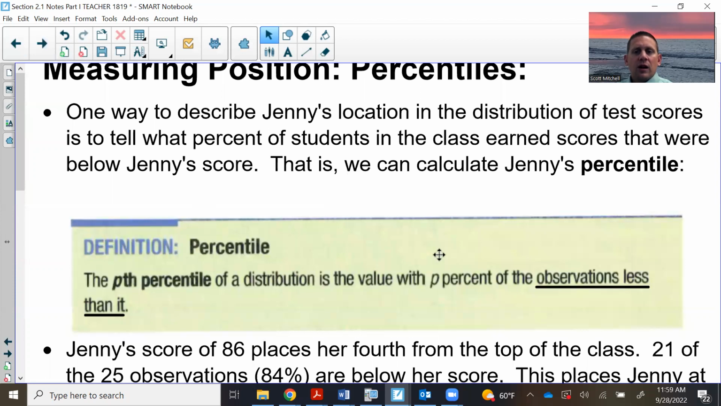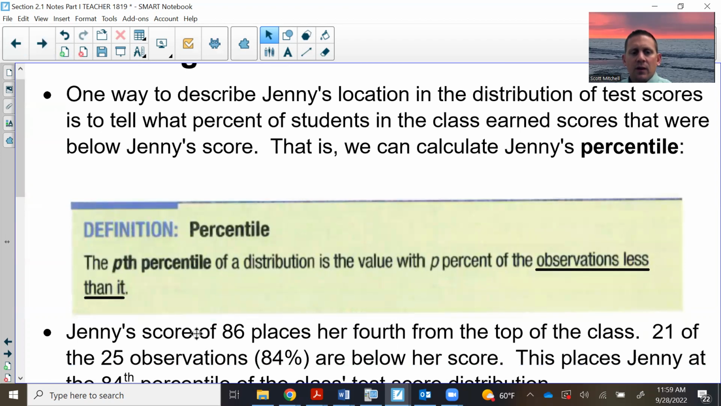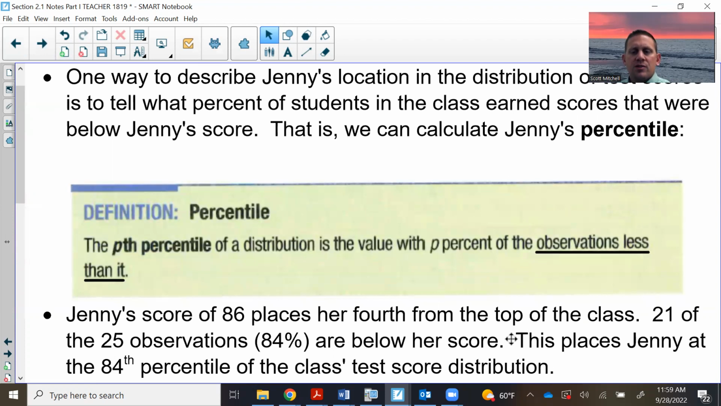One way to describe how Jenny did is with a percentile. A percentile in a distribution is the value with P% of observations less than that. Jenny scored 4th from the top of the class, so 21 of the 25 observations are below her score. Really, it's everybody that you're better than. That's the way you want to think about a percentile. You count everybody that you're better than. If you're not better than them, you don't count. So if you tie, that doesn't count. It's who you're better than.